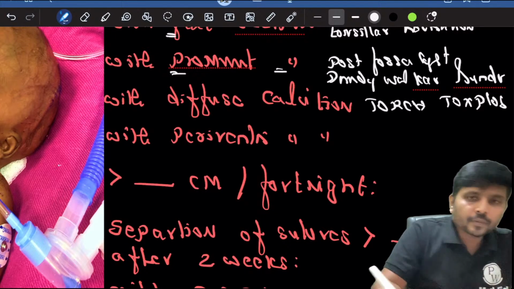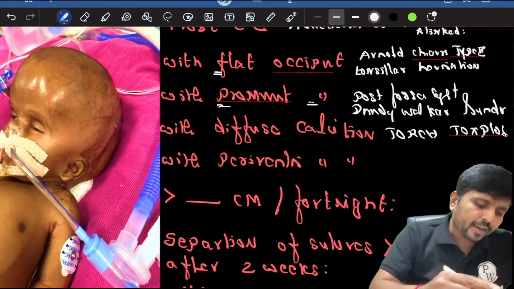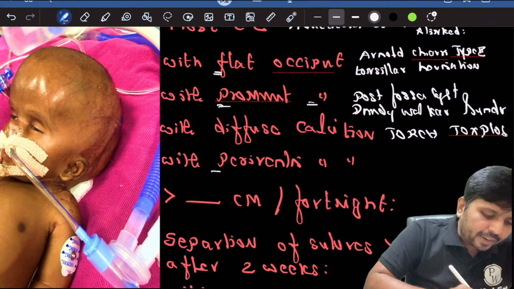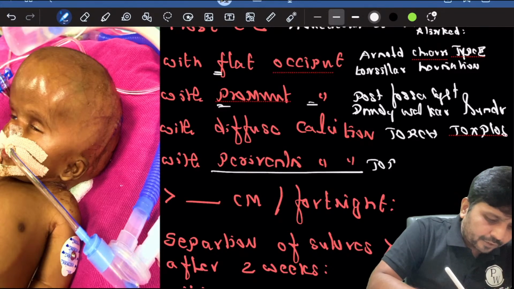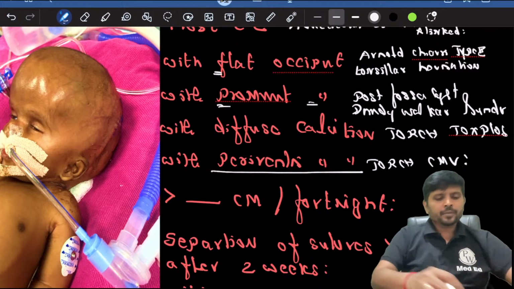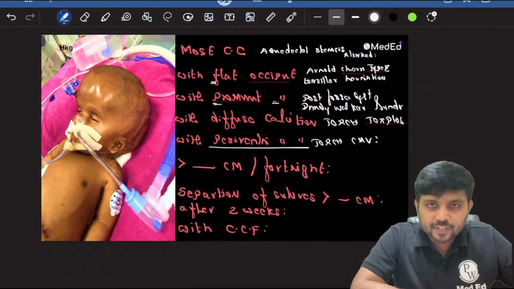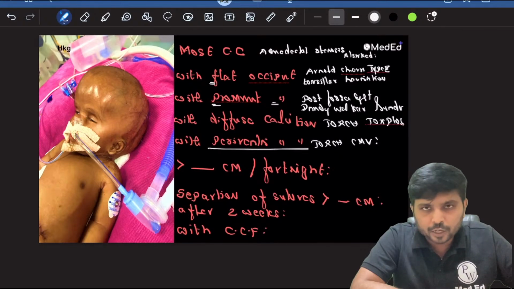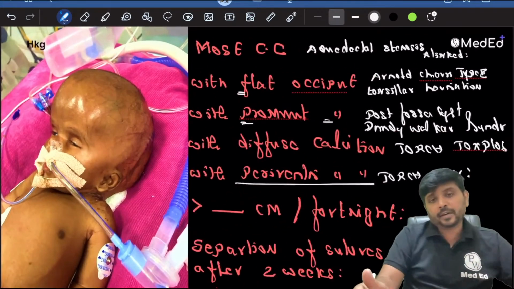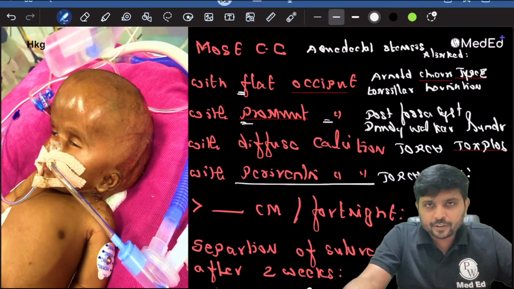toxoplasmosis. Again, when you have a hydrocephalus with periventricular calcification, then again torch infection, but here it is due to cytomegalovirus. Periventricular calcification, cytomegalovirus, diffuse calcification, toxoplasmosis. Remember, when will you suspect hydrocephalus?